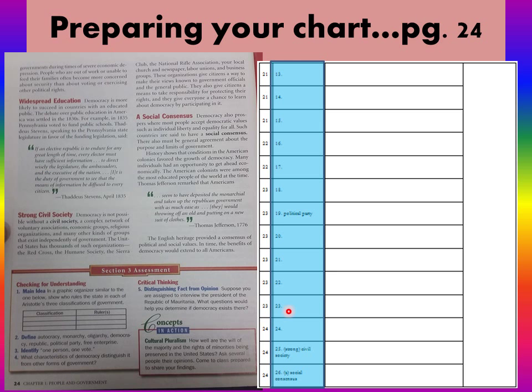And our last page, we have red, black. I have combined these two and these two. So widespread education is number 24. Strong civil society is number 25. A social consensus is number 26.